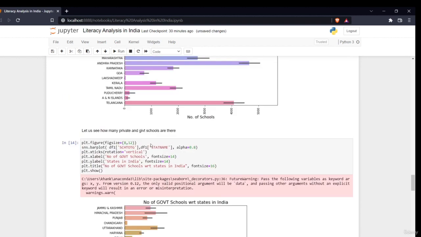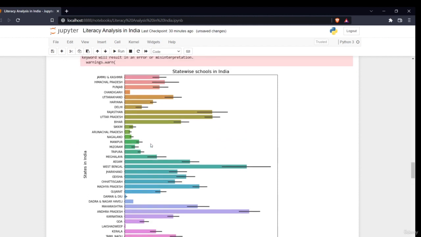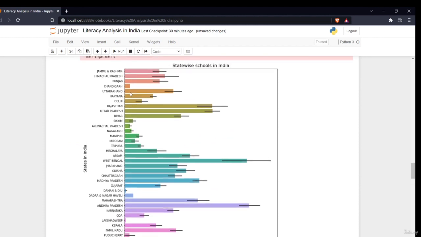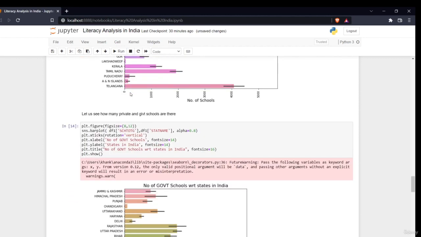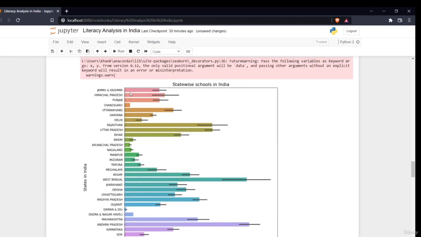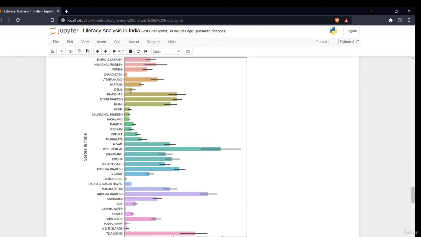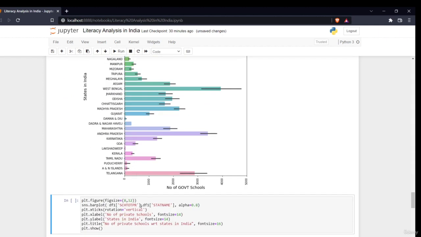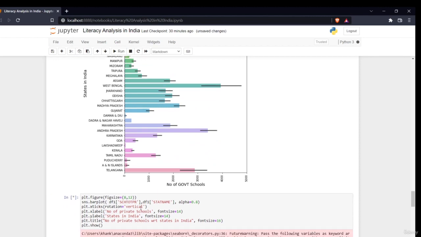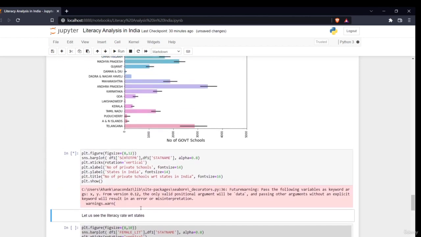But as we see in Chandigarh, the number of schools is very low. It may be because Chandigarh is a very small state, so that's why. Punjab is also the same, and Arunachal. But in all of these cases, we see that most of the schools are government. Now let us see the private schools.